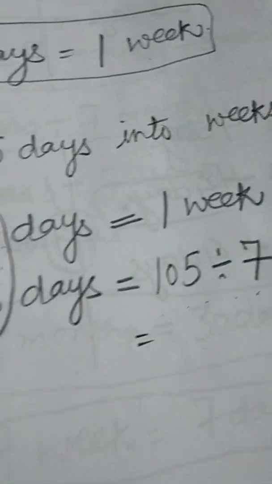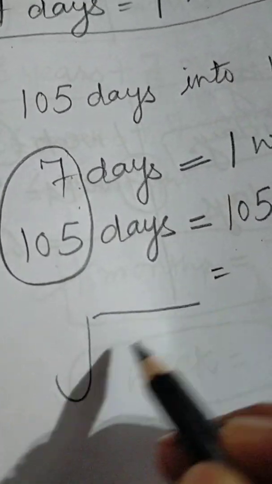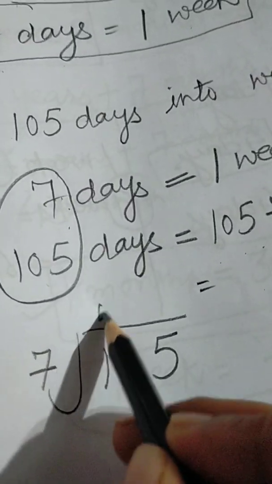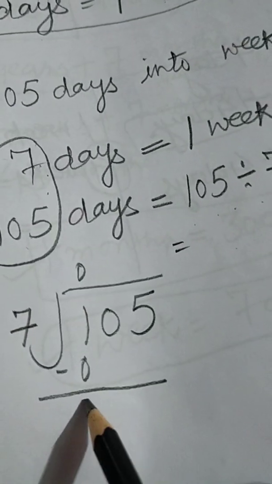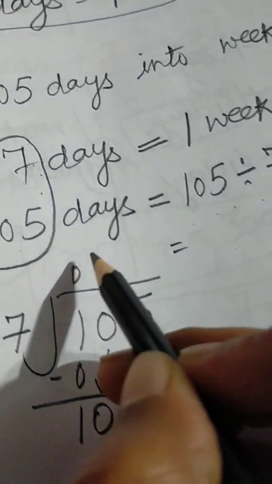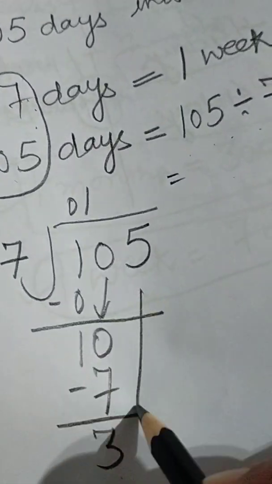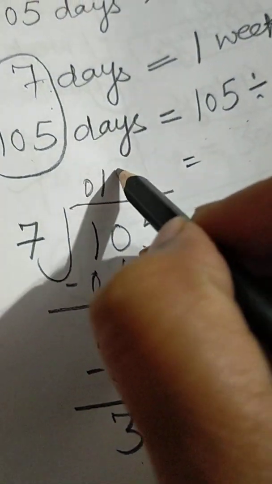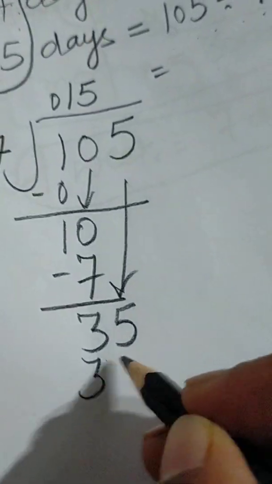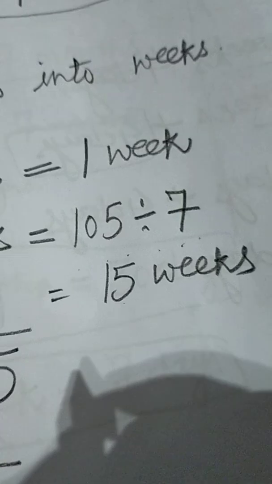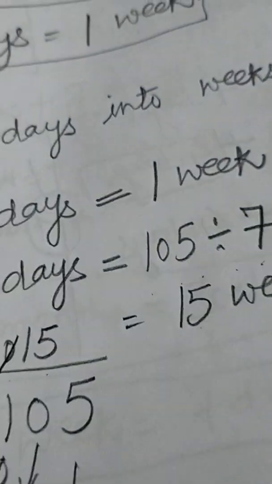Yes, now we will do the division. See how we will divide this. 105 divided by 7. Yes, 7 zeros the 0. Now next digit, 7 ones the 7. 10 minus 7, 3 will be there. Then next digit is 5. 7 5s the 35. Yes, now here we got this answer. This 0 we will ignore, and here we got 15. With 15 we will write weeks.